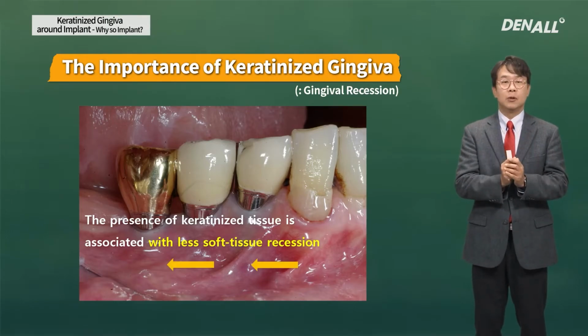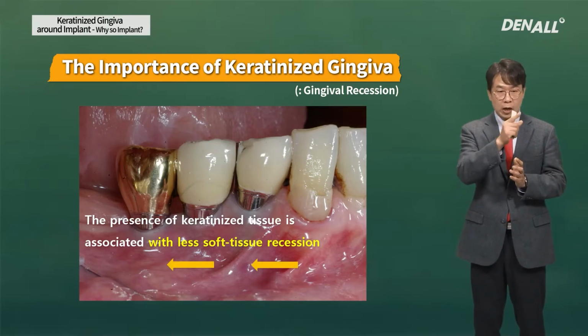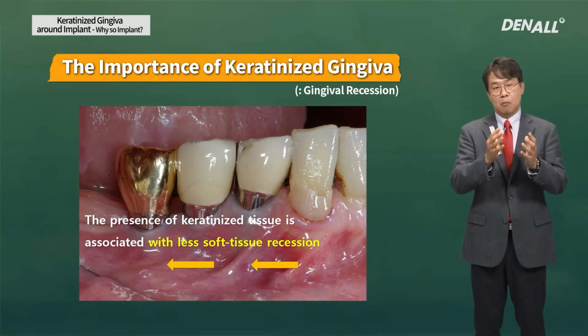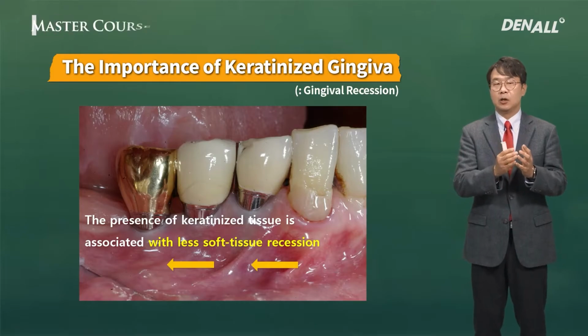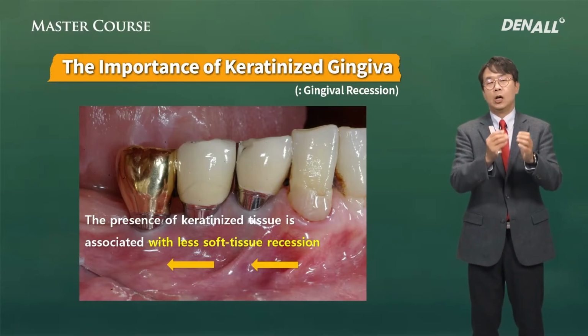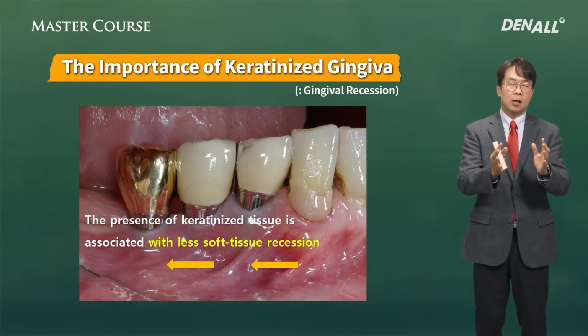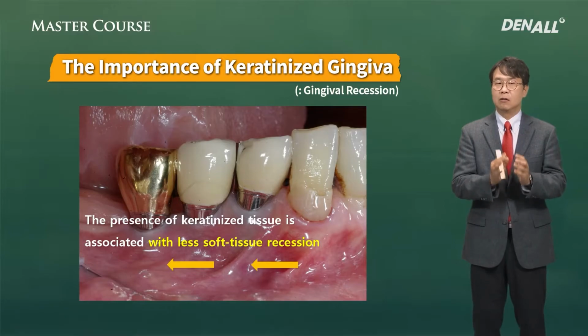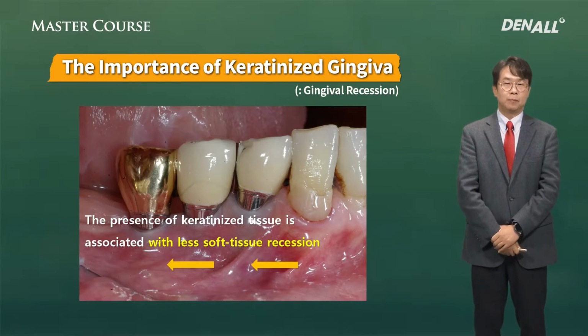In the photo, you can see frenum, some muscles or frenum. Due to their pulling force, they become movable, increasing gingival recession.